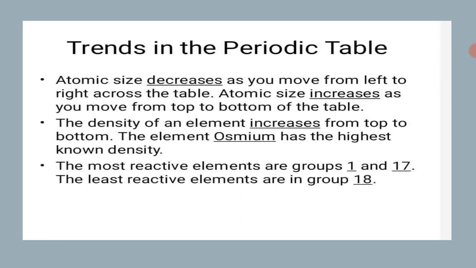Trends in the periodic table. Atomic size decreases as you move from left to right across the table. Atomic size increases as we move from top to bottom of the table. The density of an element increases from top to bottom. The element osmium has the highest known density. The most reactive elements are in groups 1 and 17. The least reactive elements are in group 18.